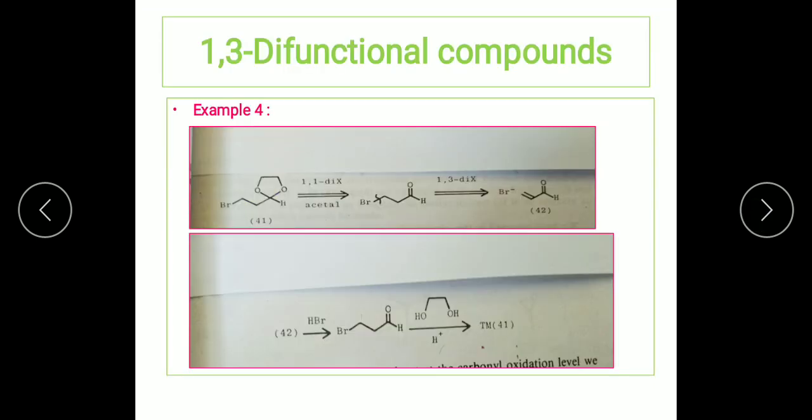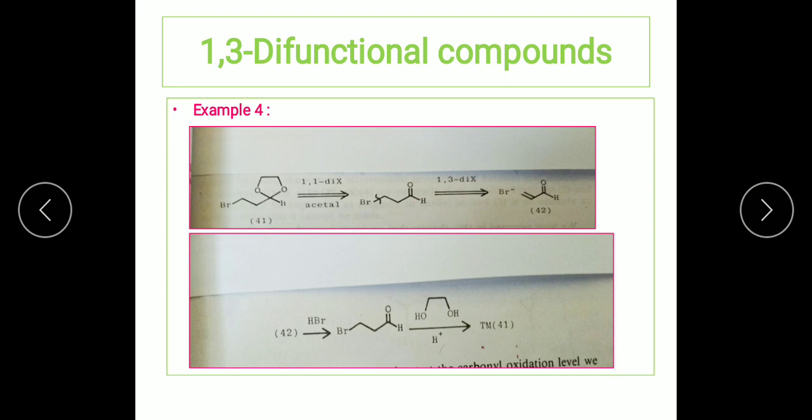Let us take another example. So here we have an acetal which is linked to the bromide. And here, the first disconnection is going to be a 1,1 disconnection. In 1,1 disconnection, we studied that whenever there are two functional groups attached to the same carbon, then it follows 1,1 disconnection.